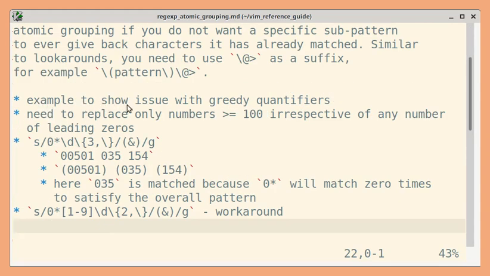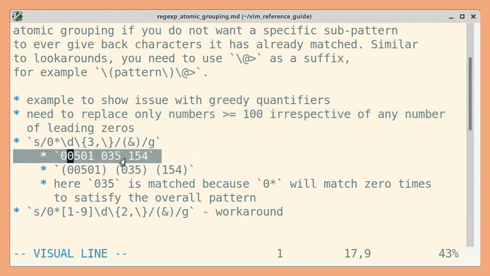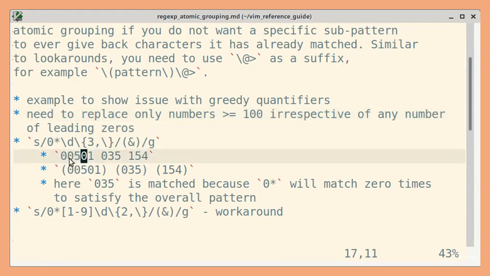Let us see an example where a naive solution using greedy quantifiers will cause an issue. Our goal is to replace numbers greater than or equal to 100 irrespective of any number of leading zeros. So suppose this is the input and we want to surround numbers greater than or equal to 100 with parentheses. So this is a naive solution using greedy quantifiers and that causes some issues.